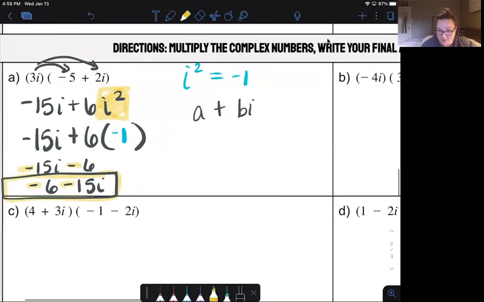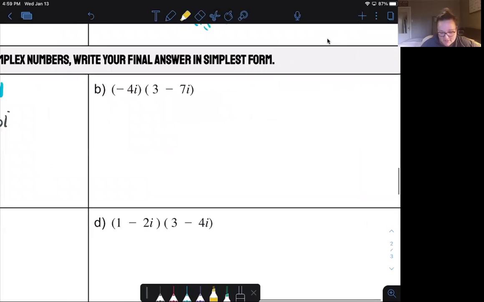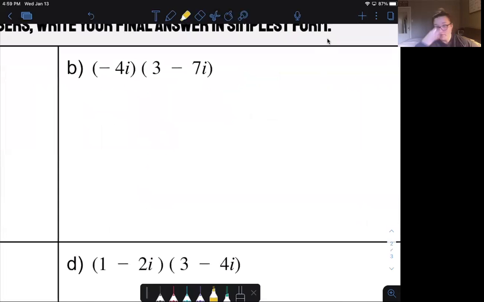So that's our final answer, negative 6 minus 15i. Now you give it a shot. Negative 4i times 3 minus 7i. Go ahead and press pause and then press play when you're ready to check your work.